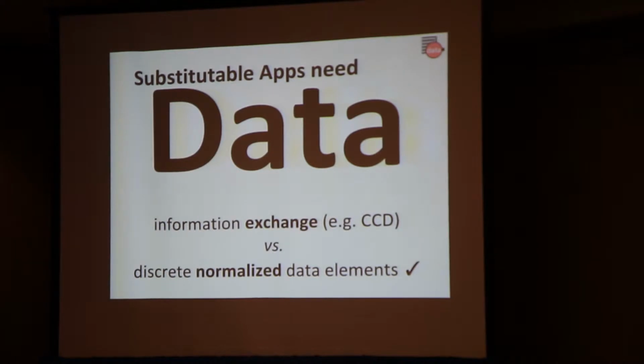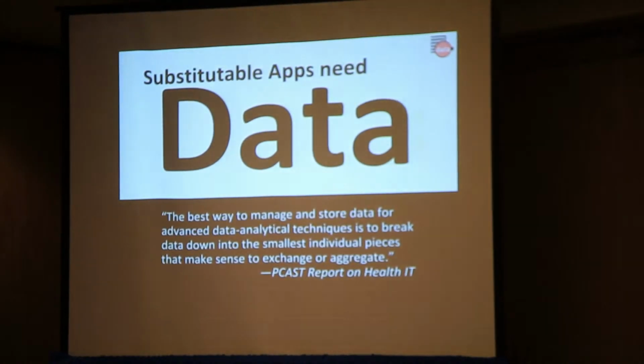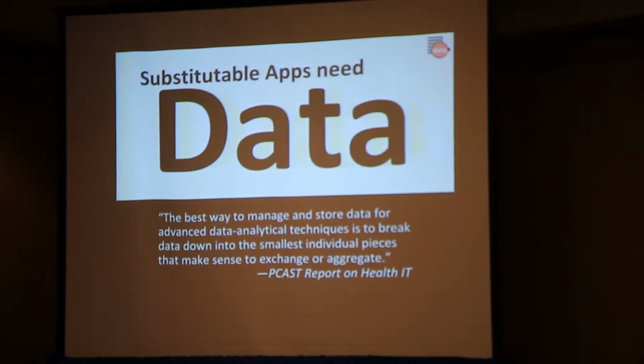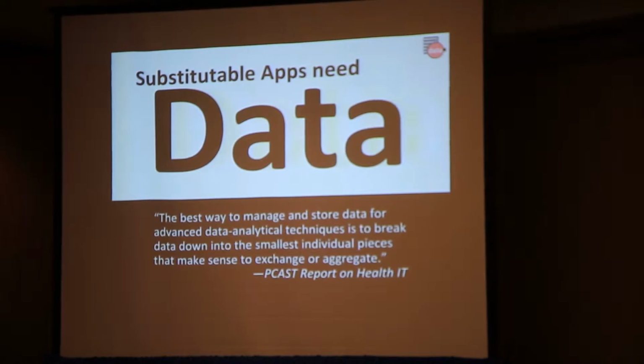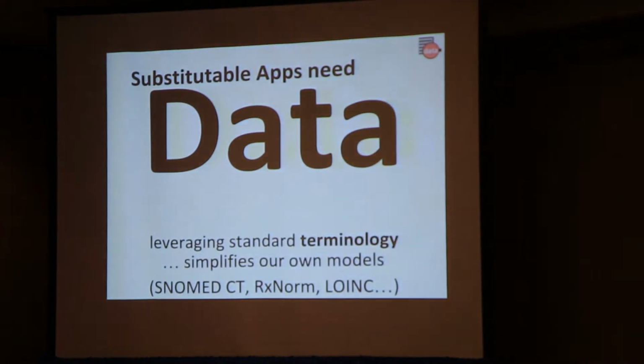But if you're trying to expose data for an app, you want something more granular. The app might like access to a discrete list of blood pressures that it can query, for example. So this is a quote, again, to reference the Presidential Council of Advisors on Science and Technology, the PCAST report. Here's a quote: "The best way to manage and store data for advanced analytical techniques is to break them down into the smallest individual pieces that make sense to exchange." And that's the kind of approach that we've taken in SMART. So we have some very simple data models.